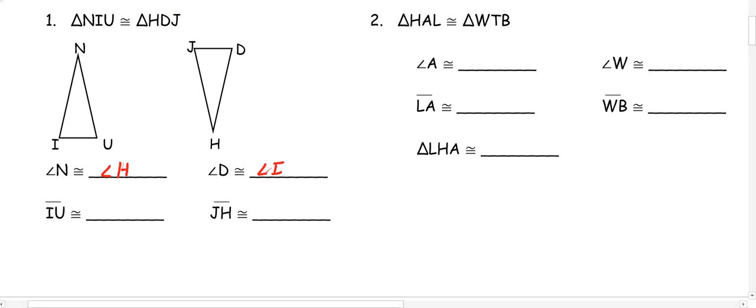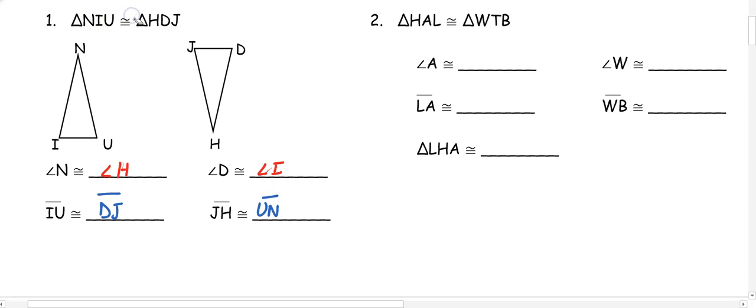Then if we look at sides, in our sides we have side IU. So IU is the last two letters, which then would match up with DJ. Our other side that we are given is JH. So J and H are the first and last letter, so that would match up with UN.